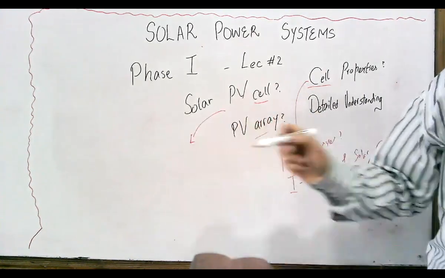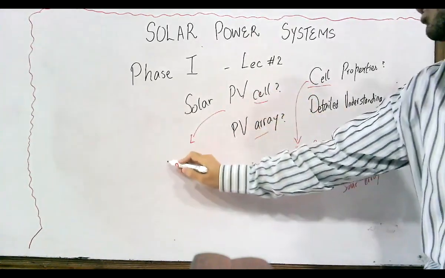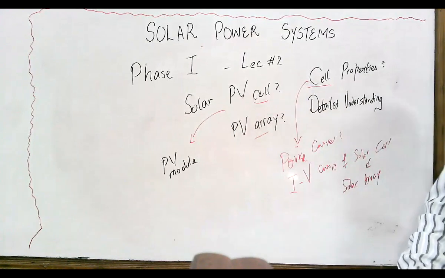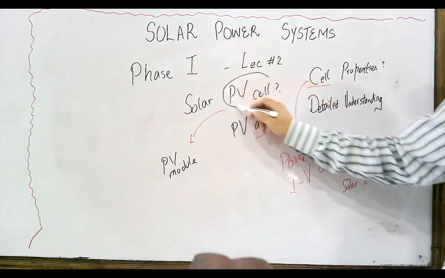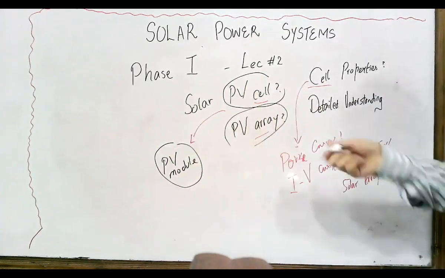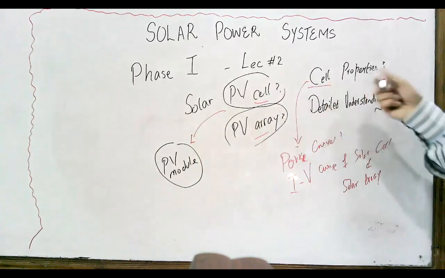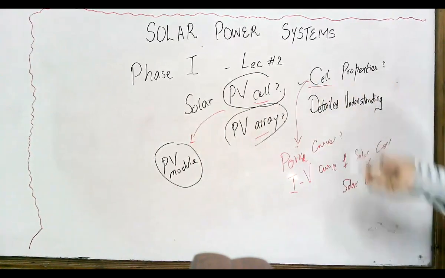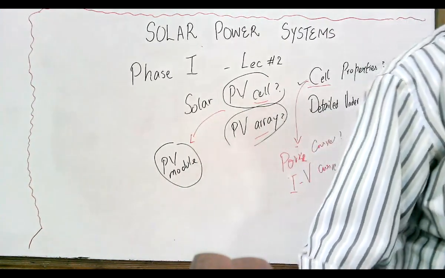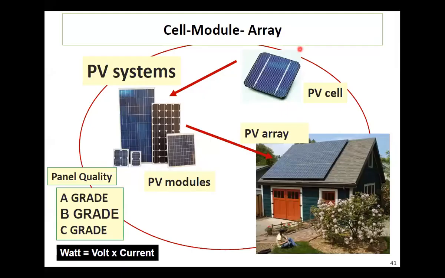One more thing to discuss is the solar PV cell. Then what is meant by PV module? These three things are mostly used: the solar cell, the solar module, and the solar array. You should understand the difference between all of them. What are the cell properties, and the detailed understanding of this we will be covering. Let me move to the computer screen.